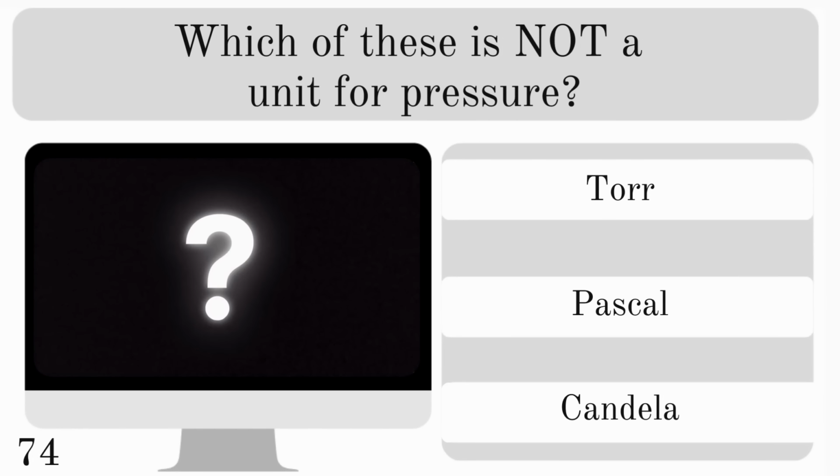Which of these is not a unit for pressure? Torr, Pascal, or Candela? And the one here that's not is Candela.